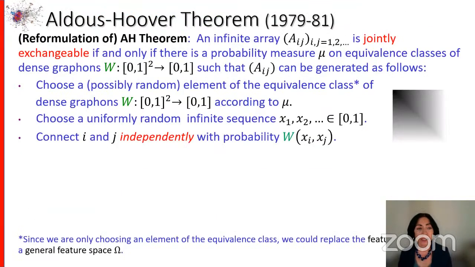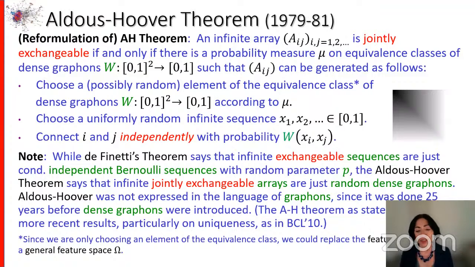So the Aldous-Hoover theorem, done independently by Aldous and Hoover in 1979 and 1981. And this is a reformulation of that theorem. It wasn't expressed in this way at that time. But we say that an infinite array is jointly exchangeable if and only if there is a probability measure mu on equivalence classes of dense graphons such that Aij can be generated as follows. We choose a possibly random element of the equivalence class of dense graphons. And remember, the equivalence class is up to measure preserving bijections, okay? And then we choose our uniformly random infinite sequence and we connect i and j independently with this W.